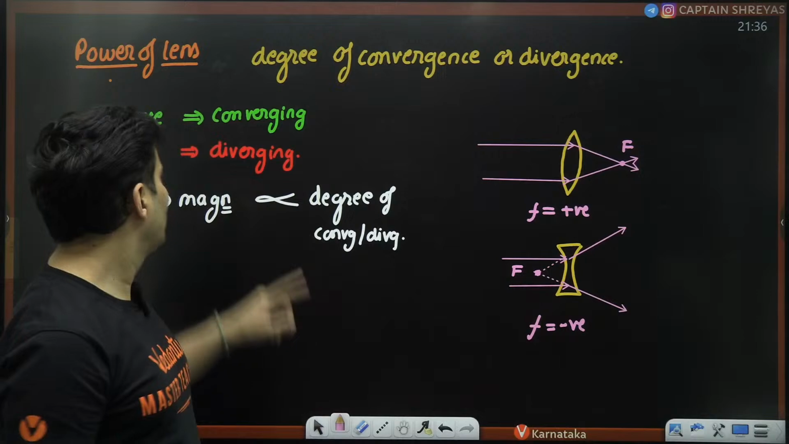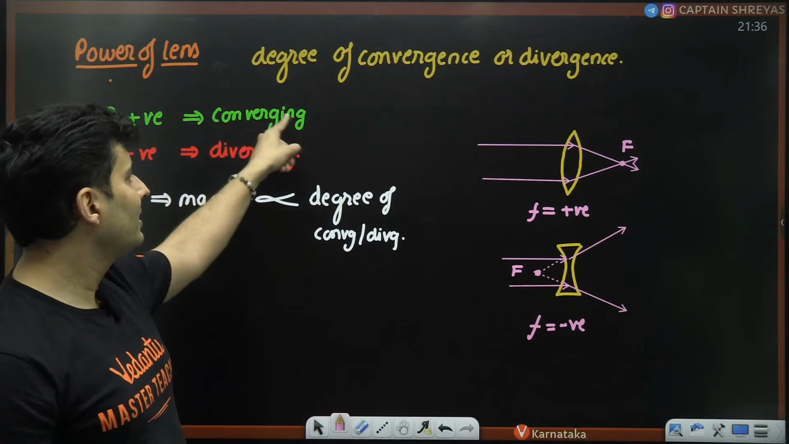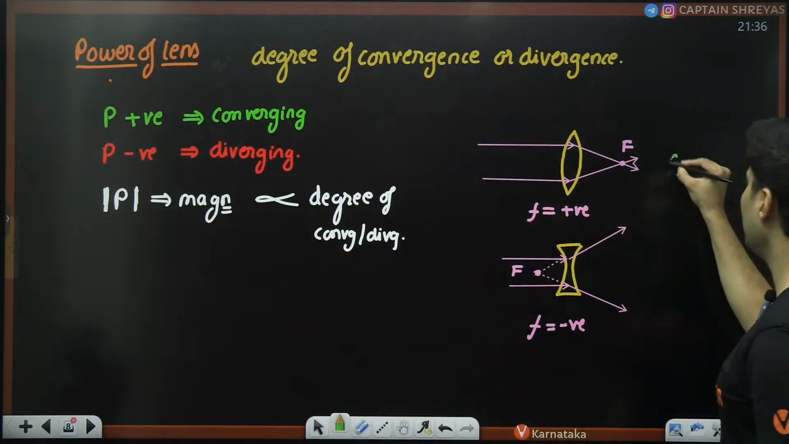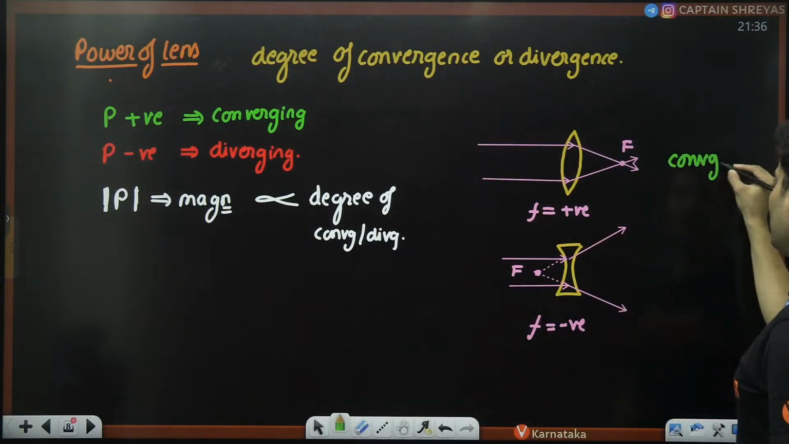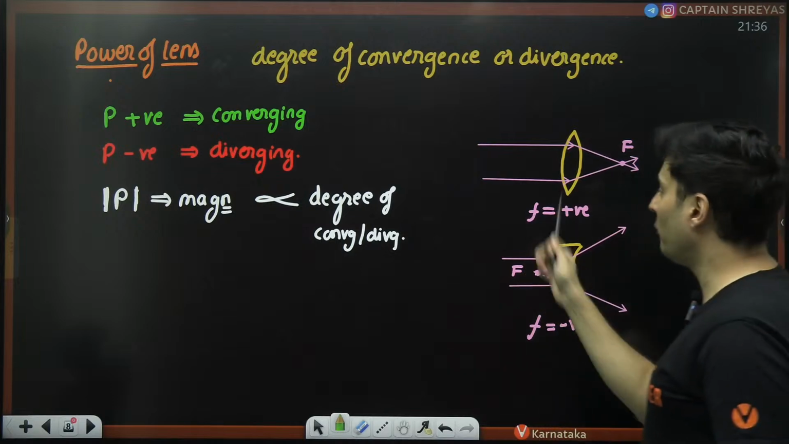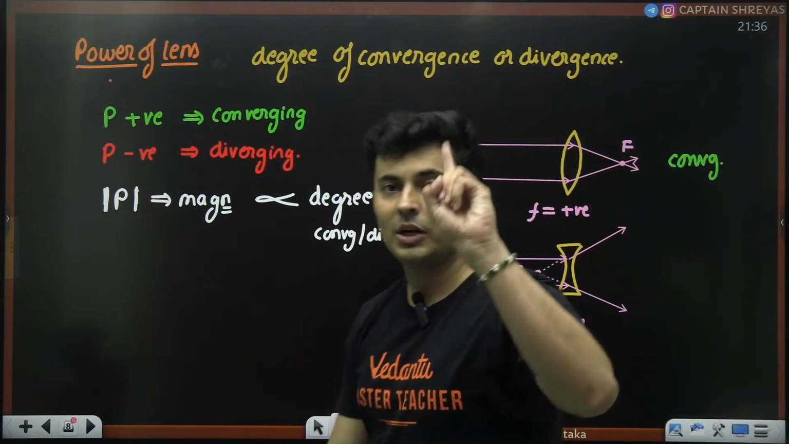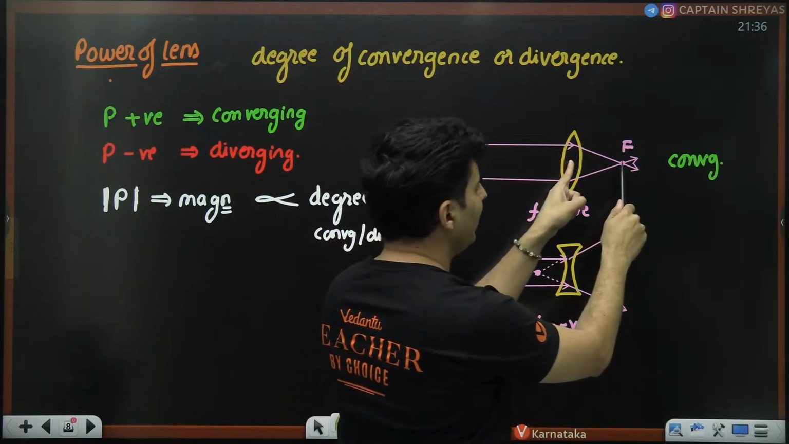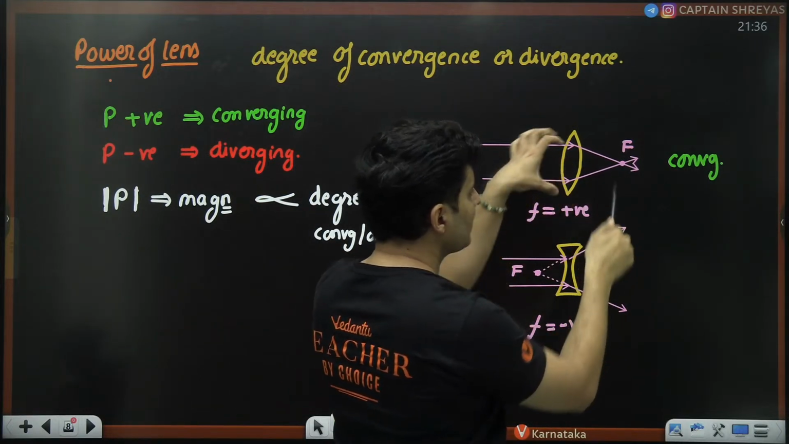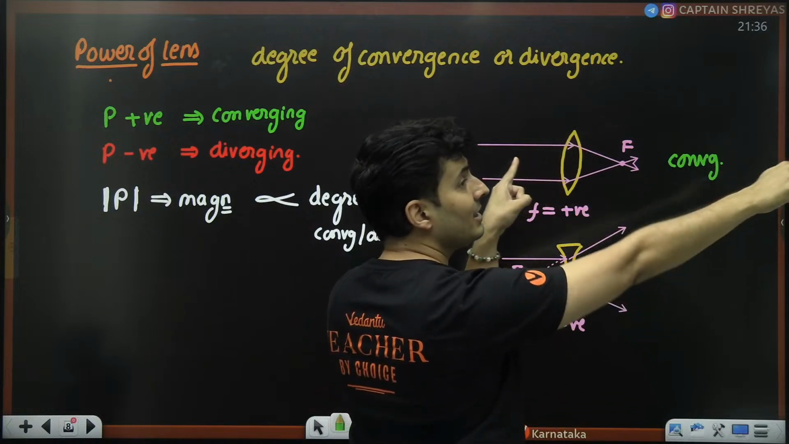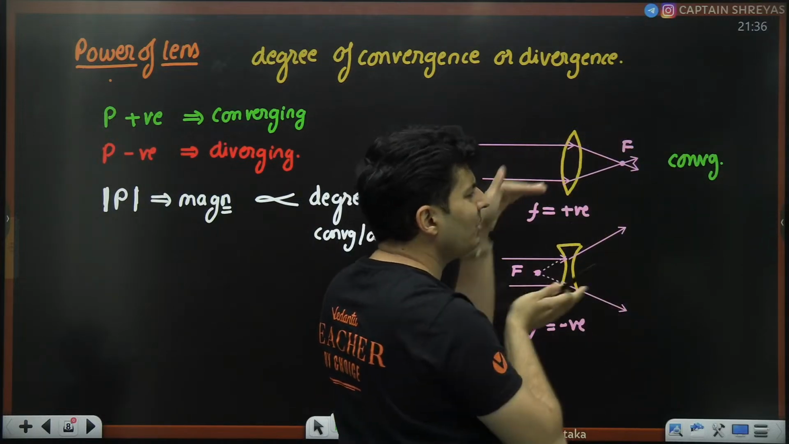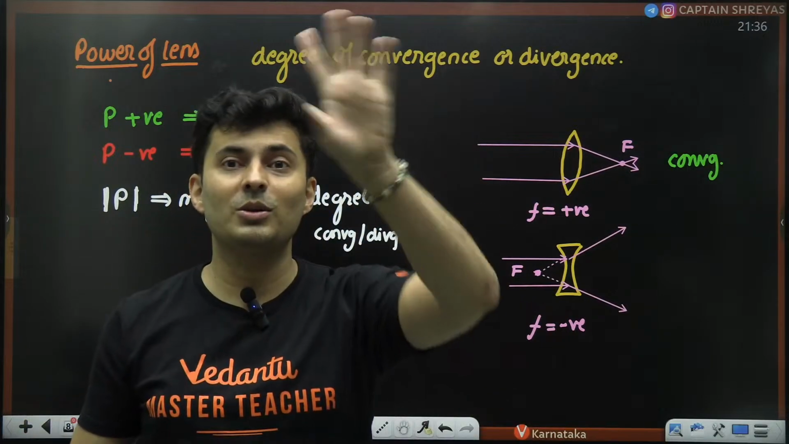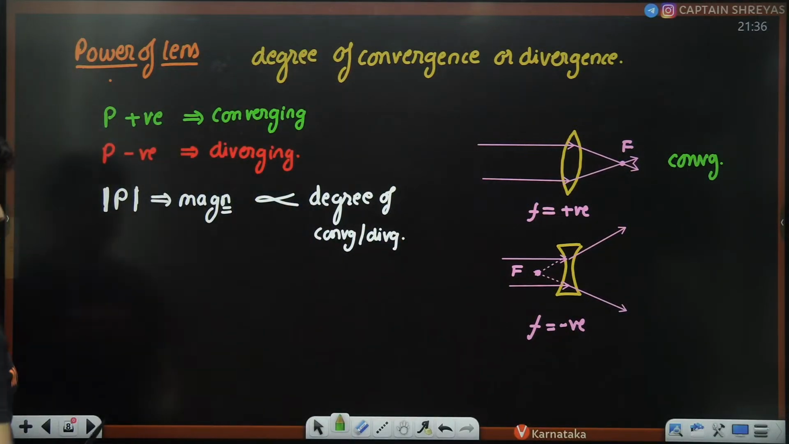Now, what do we know? Power should be positive if it is converging. This is definitely converging in nature, so the power should be positive. Focal length is also positive. Number two, if the focal point is closer, it is more converging. If the focal length is large, then it is not able to converge easily. So focal length is inversely proportional to the power, correct?